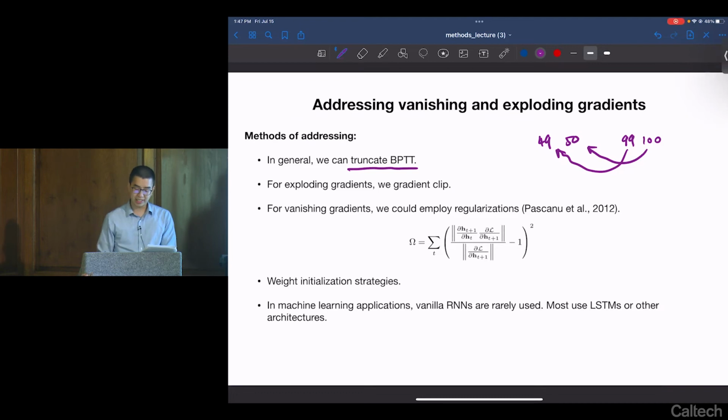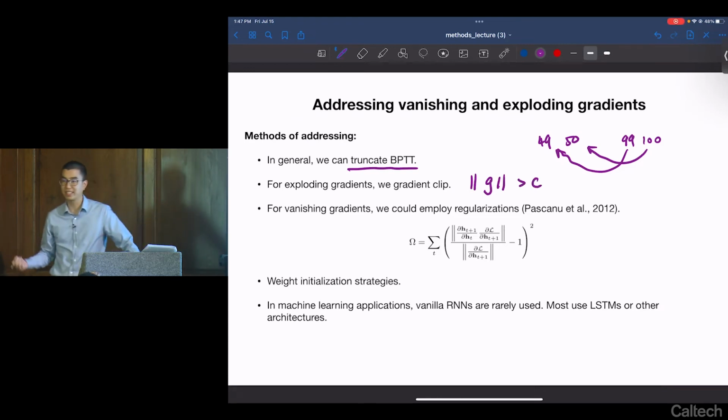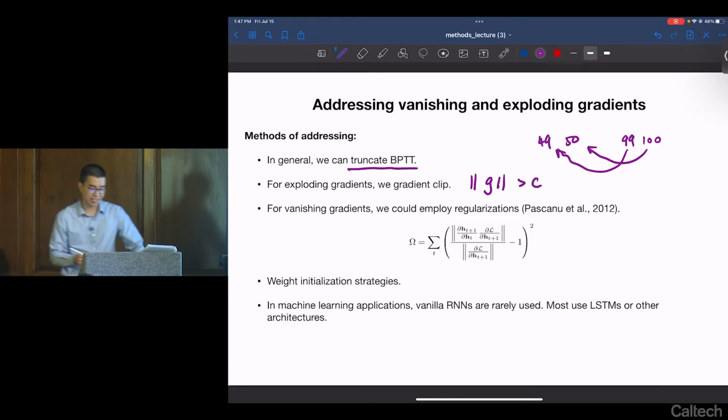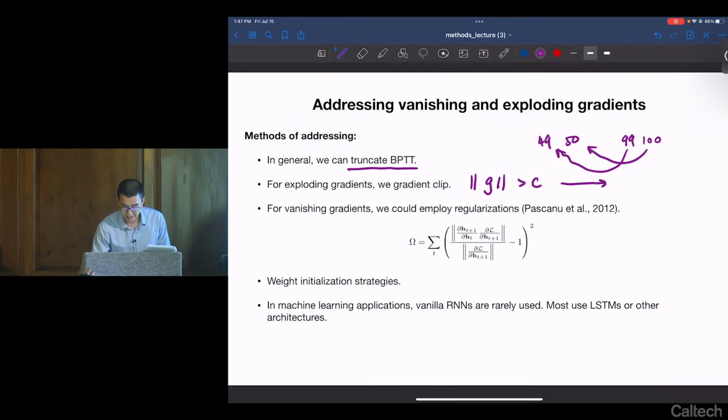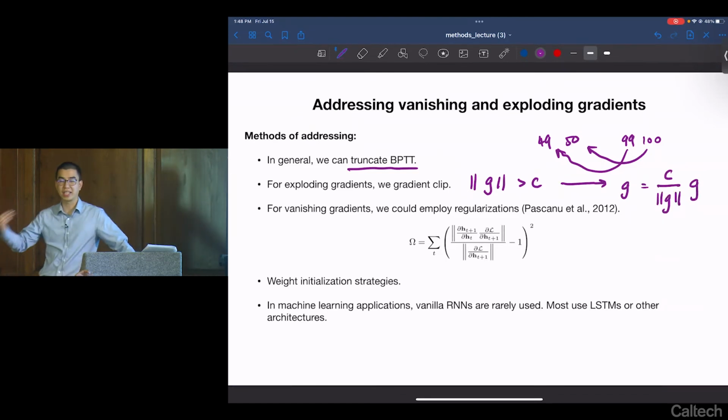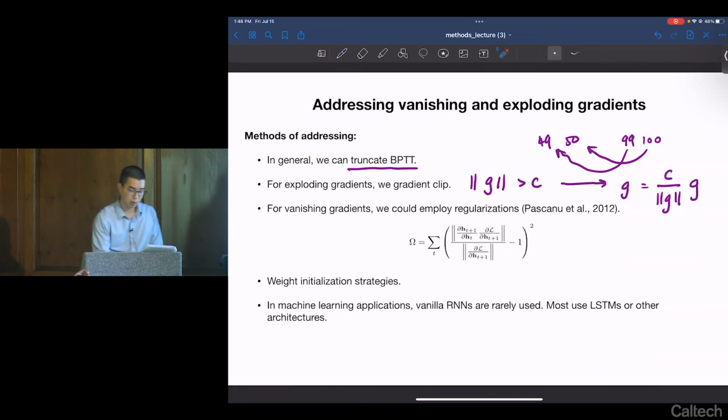For exploding gradients, we can do something called gradient clipping. And what this does is it looks at the magnitude of my gradients, dL/dW. I'll just call that g here. And if that's bigger than some threshold c, then I'm going to scale down the gradient. So I'm going to say that my new g is going to be my old g, but scaled down by c over norm of g. So the biggest the gradient norm could ever be is equal to c.